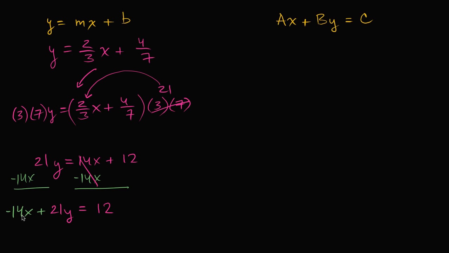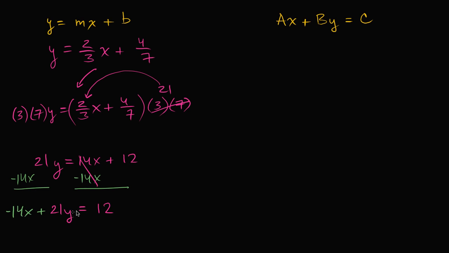Now let's see, am I done? Do 14, 21, and 12 share any common factors? Let's see, 14 is divisible by 2 and 7. 21 is divisible by 3 and 7. 12 is divisible by 2, 6, 3, 4. But all of these aren't divisible by the same number. 14 is divisible by 2, so is 12, but 21 isn't. 14 is divisible by 7, so is 21, but 12 isn't. And 21 and 12 are divisible by 3, but 14 isn't. So I think this is about as simplified as I could get.